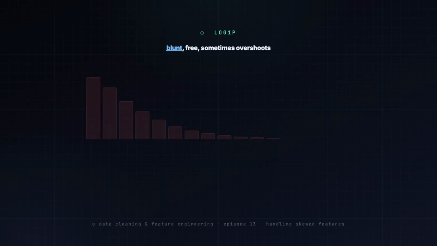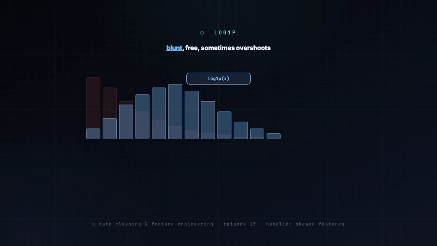Tool 1, log1p. Take the log of 1 plus the value. No settings, no fitting, works whenever values are non-negative. It pulls the tail in hard, sometimes a little too hard, flipping a positive skew slightly negative.